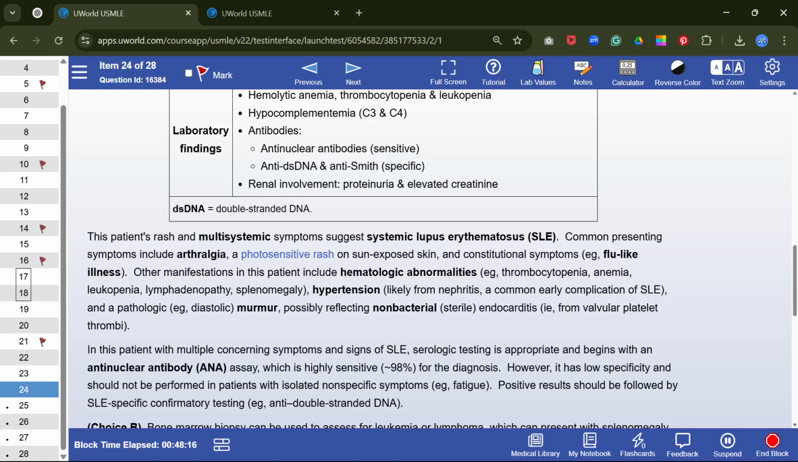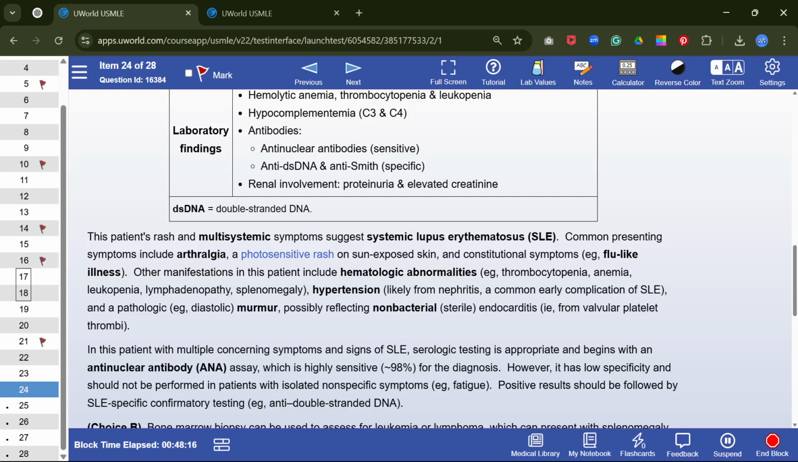Other manifestations in this patient include hematologic abnormalities, thrombocytopenia, anemia, leukopenia, lymphadenopathy, splenomegaly, hypertension, likely from nephritis, a common early form of SLE, and a systolic or diastolic murmur, possibly reflecting non-bacterial sterile endocarditis from valvular platelet deposition, in the setting of multiple concerning signs and symptoms of SLE.